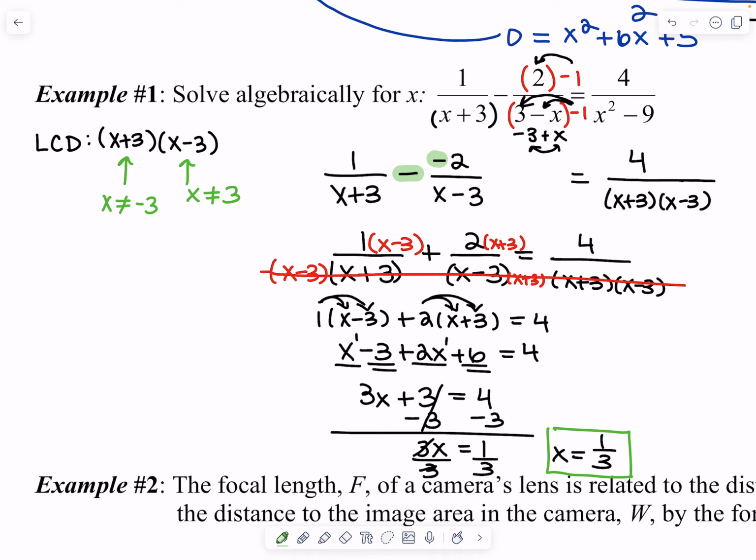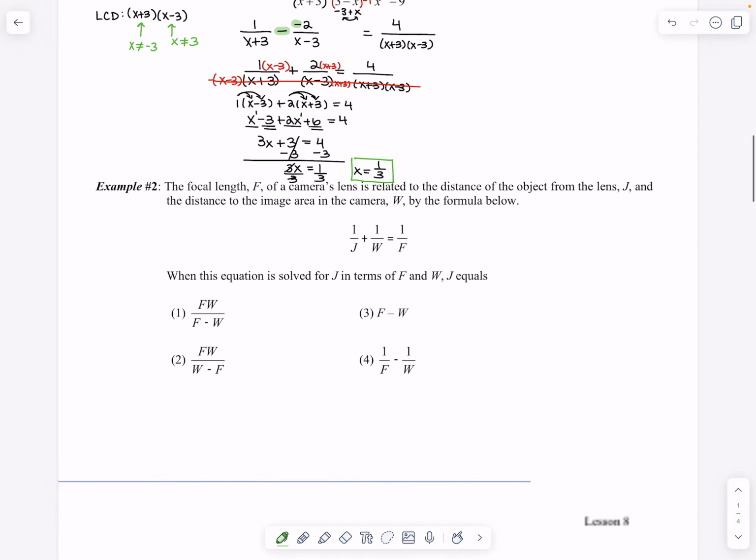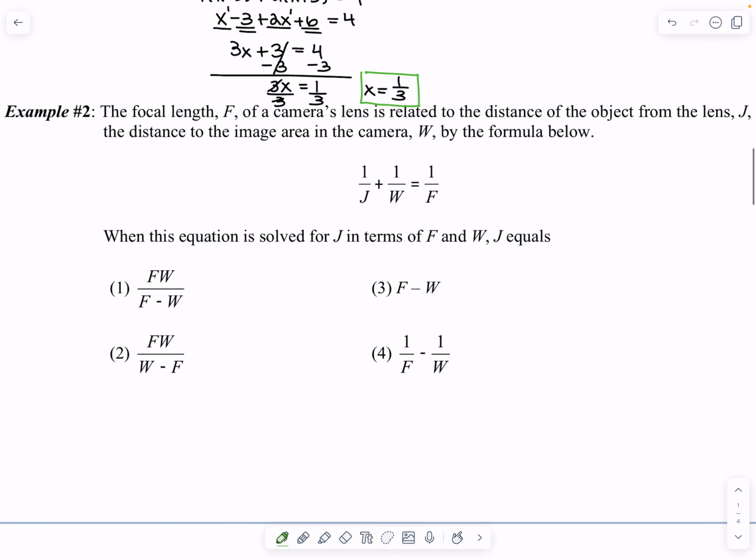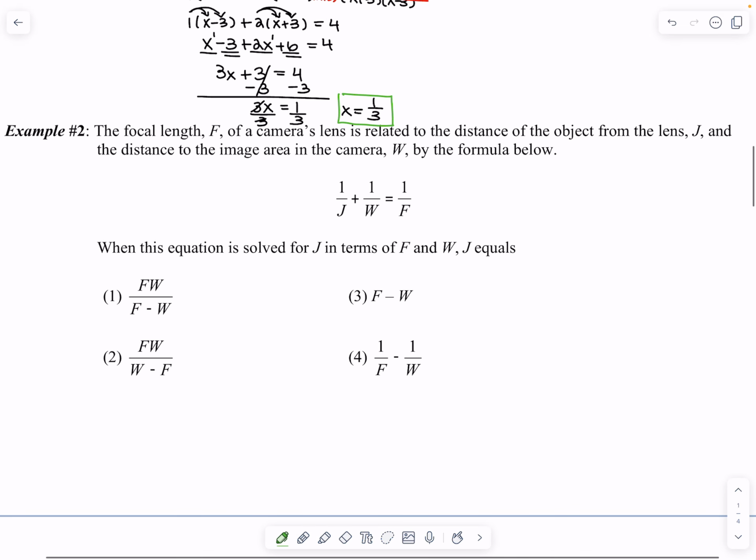Okay, and now we're going to try one more together. And then you'll have some time to practice, and the practice answers are at the end of the questions in your packet. So for number 2, we're given this rational equation. And if you notice, this rational equation is also considered a literal equation because it has several variables in the problem. But our goal is going to be to solve for one of them. So let's look through this question.